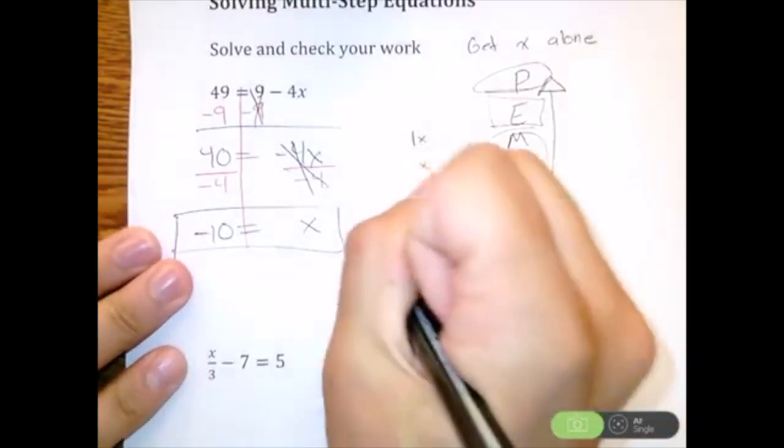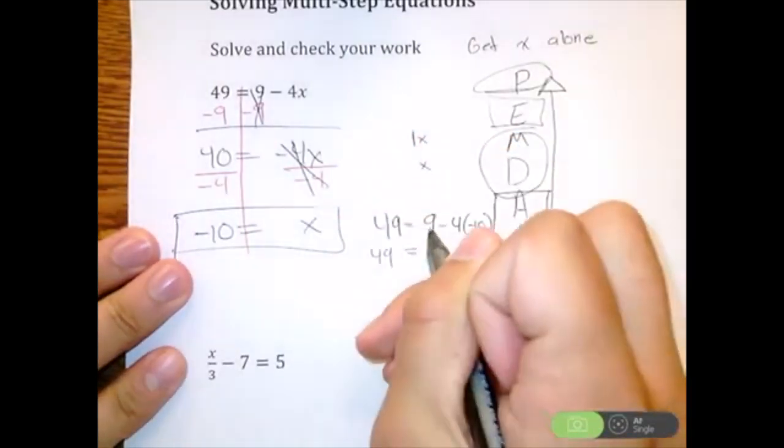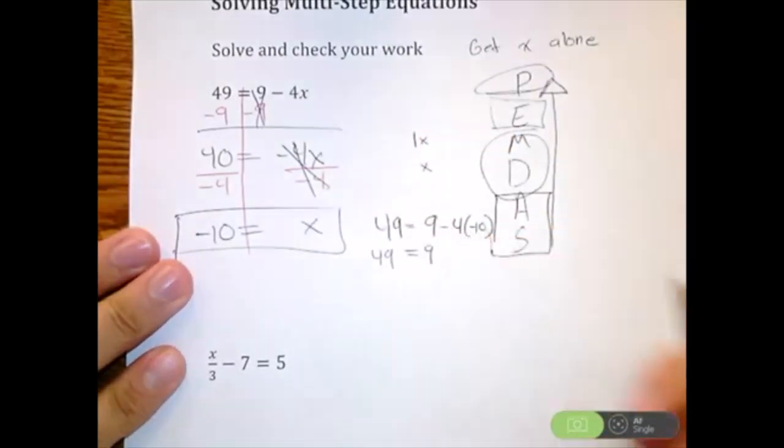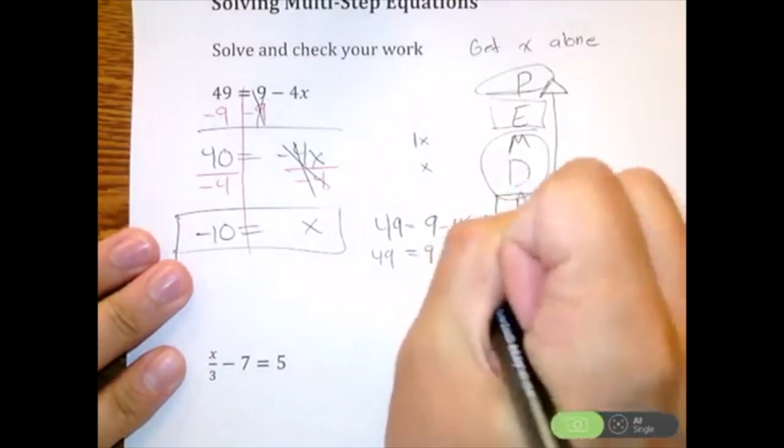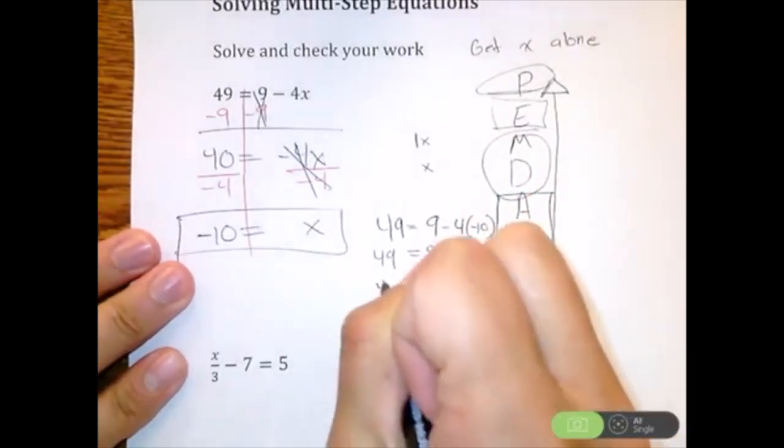On the left side, I have a 49. On the right side, I still have a 9. I have negative 4 times negative 10, which is 40. Still have a 49 on the left side.